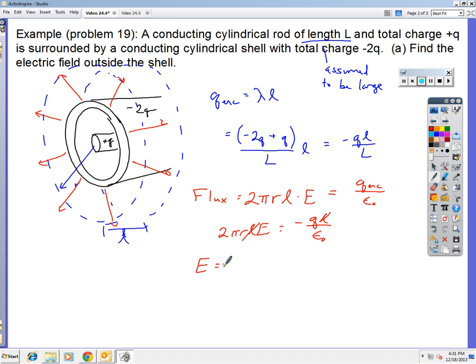And if we solve for E, we get, oh wait, forgot a factor of big L there. We get 1 over 2 pi epsilon 0 times Q over R times L. That's what it is. And that is the electric field outside the shell. So this is only good for R greater than the radius of the shell.